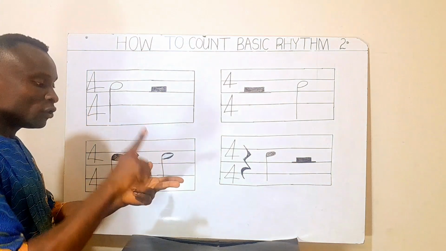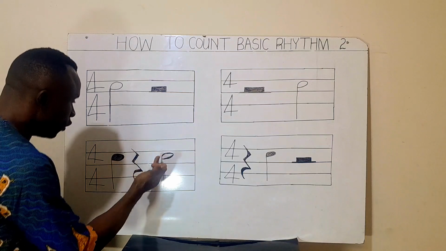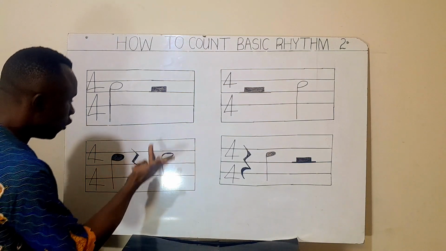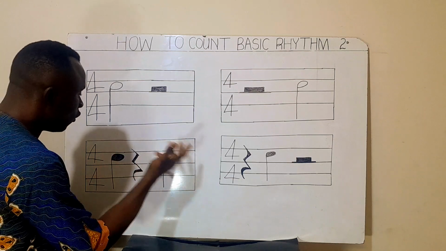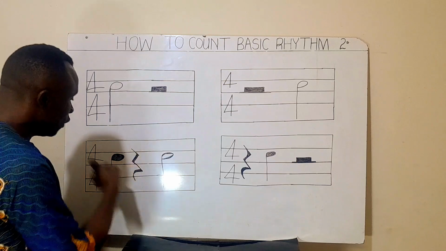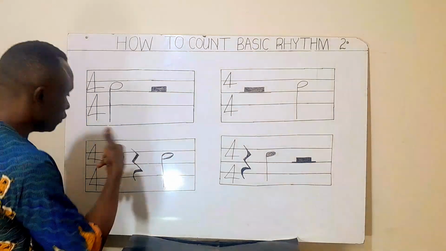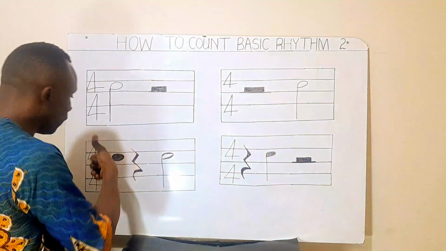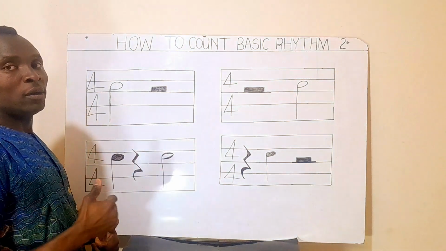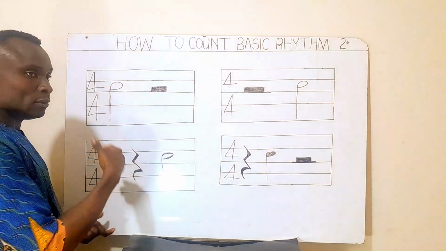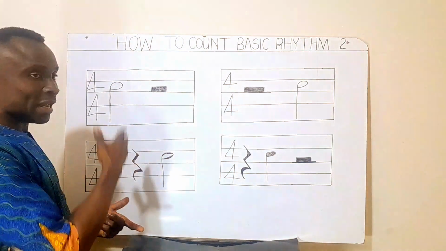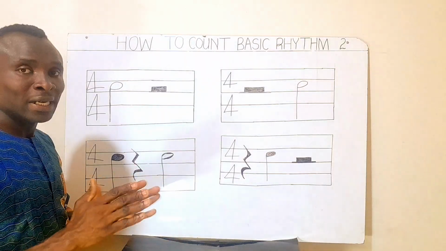Remember, 1, 2, 3, 4. Do, do, do, do, do, do, do, do. 1, 2, 3, 4. While this is a rest, where I always keep silent, this is 2 beats, where I count 3, 4. That's just how it works.